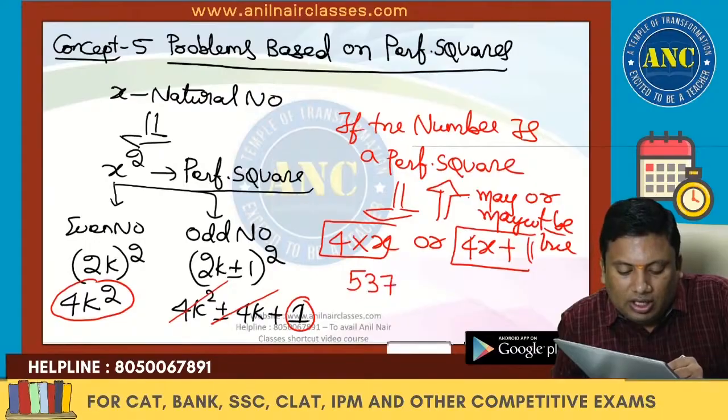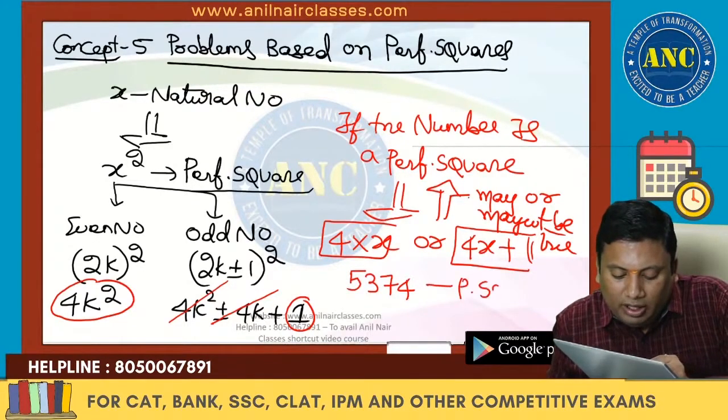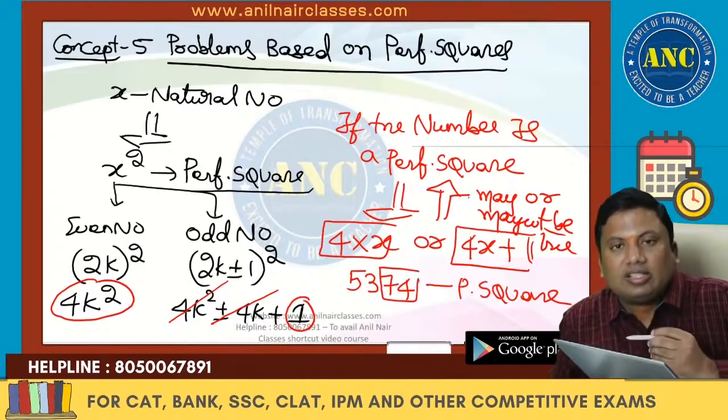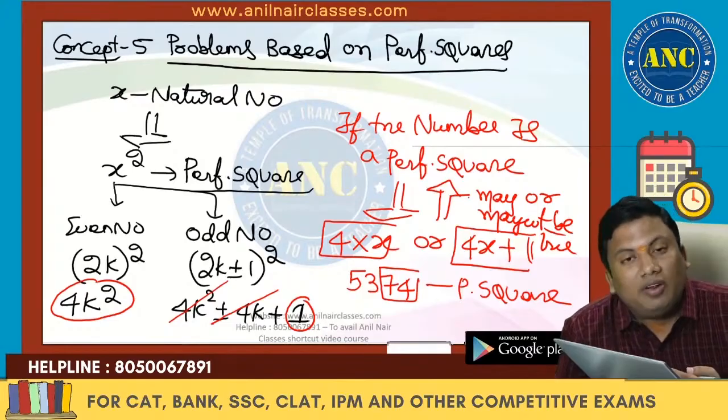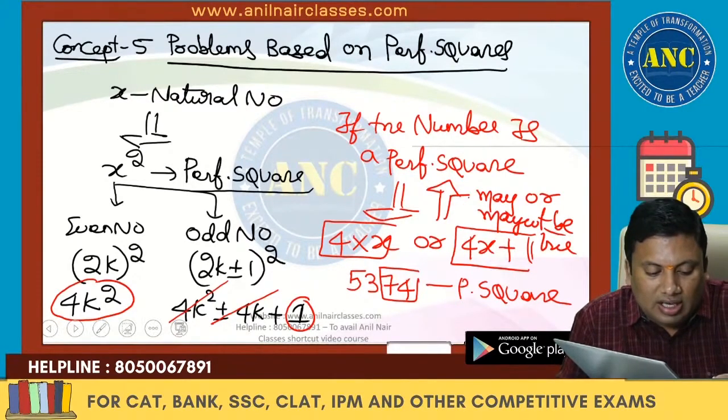Suppose the question is 5374, is it a perfect square? By using this logic, what are the last two digits of the number? 74. Why are we taking the last two digits? It should be divisible by 4. 4 18s are 72.